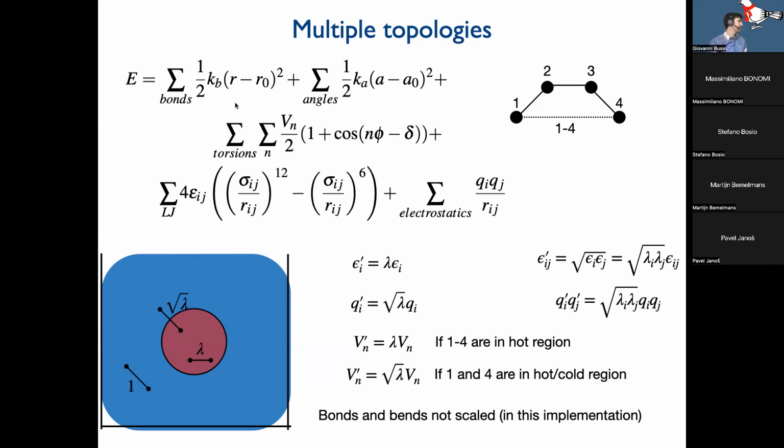On the other hand, for angles and bonds, I'm not 100% sure. I guess in the original version they were scaled. In the implementation that I'm using, these are not scaled. Typically, they don't have significant energy barriers, so it's not necessary to scale them.